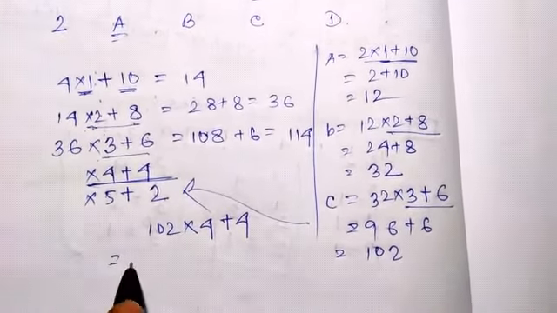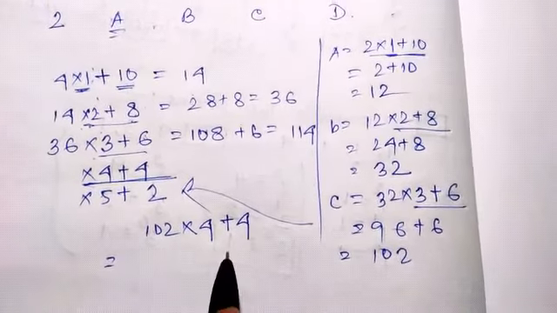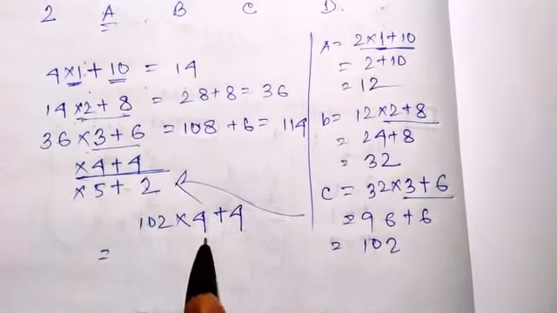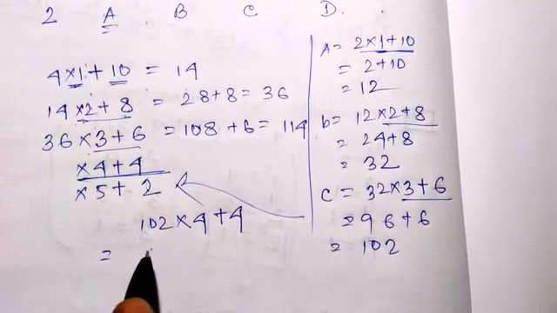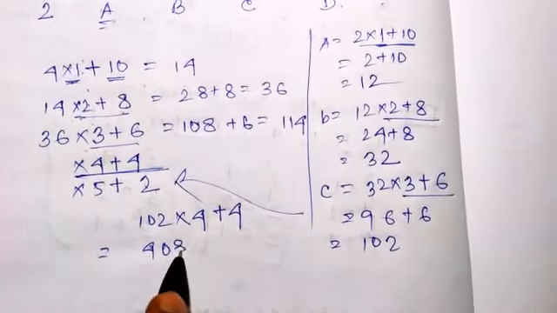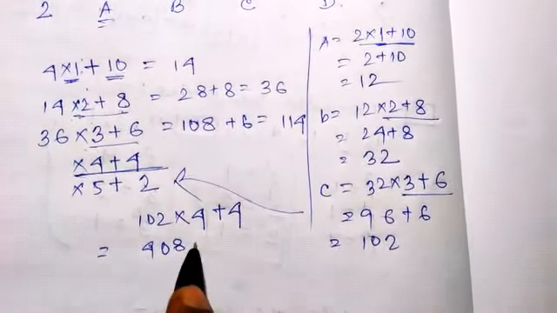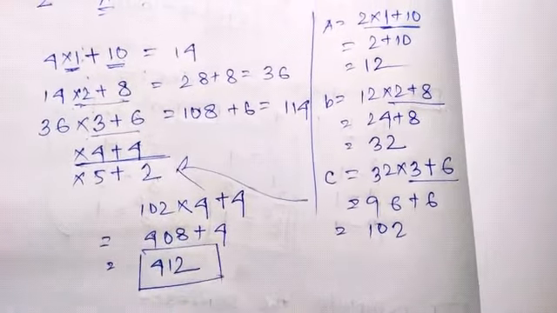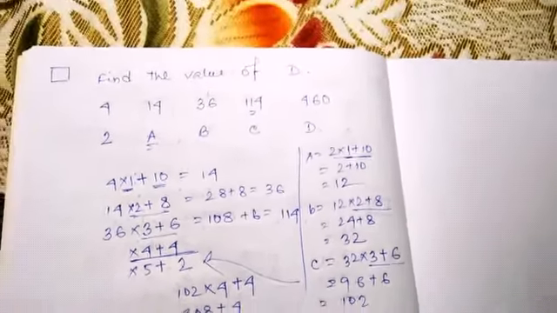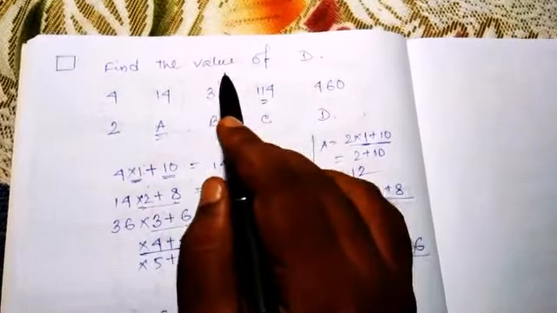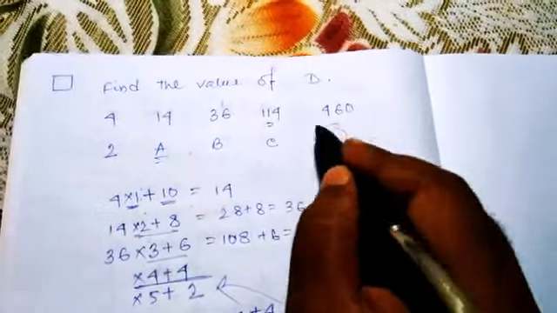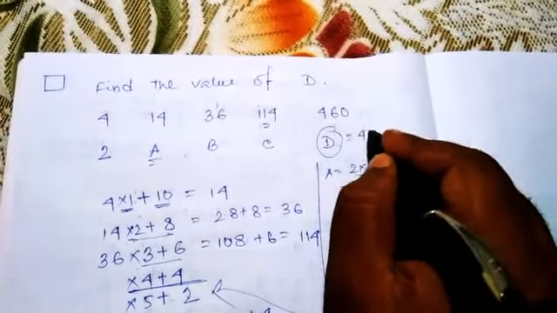So it should be 102 into 4, that is 408, plus 4, and that should be 412. This is the final answer. The question was to find the value of D. So the D is 412.